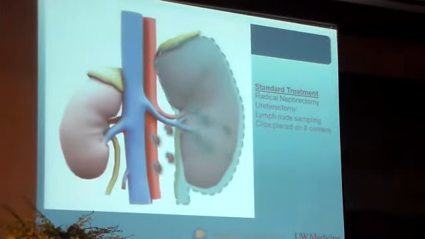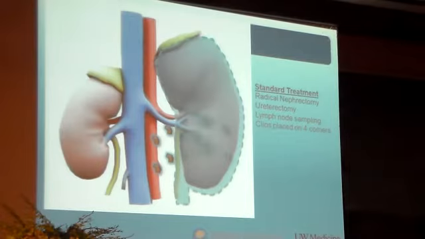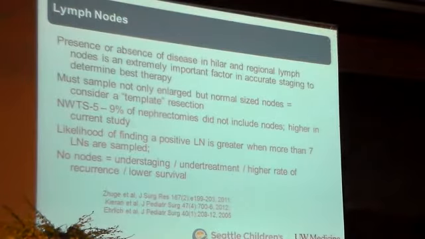So the standard treatment in the United States is a radical nephrectomy, ureterectomy, lymph node sampling, and then putting clips on the four corners in case those kids will require radiation.